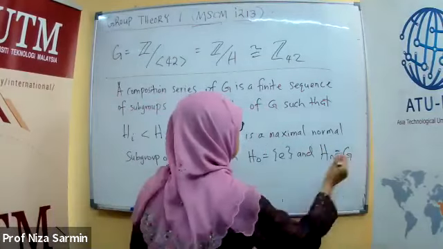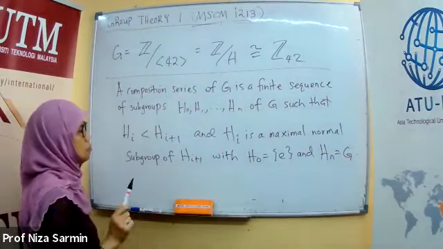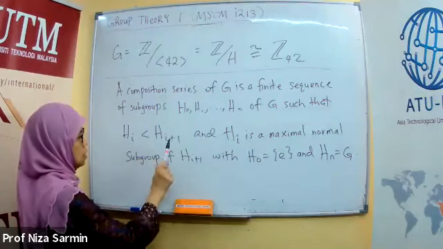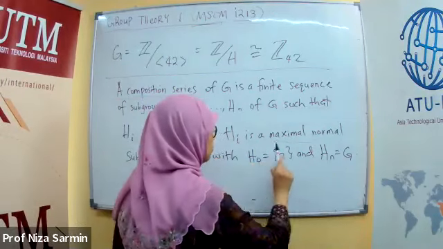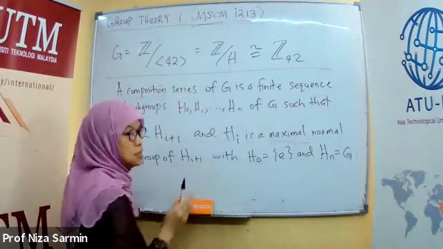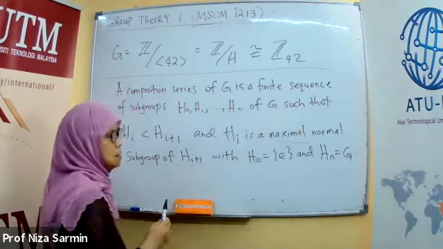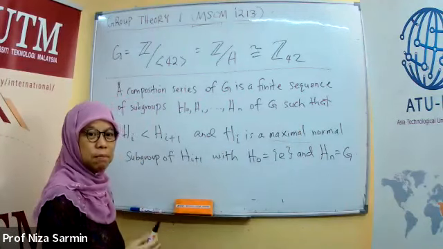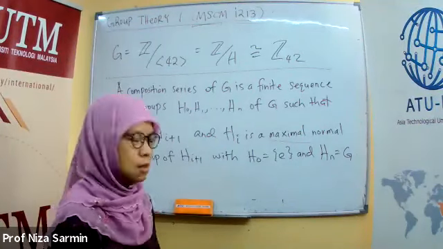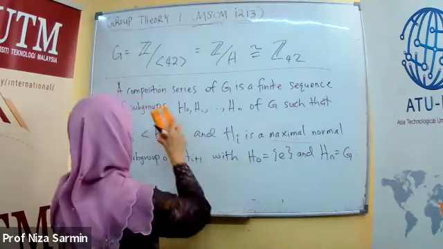Okay. So this is like subnormal, right? Because we have, this is just a subgroup, but this is a different one. If you don't have this, this is just subnormal. But now it's a maximal normal. What does it mean? Okay, so this is in the notes, so I erase, yeah?